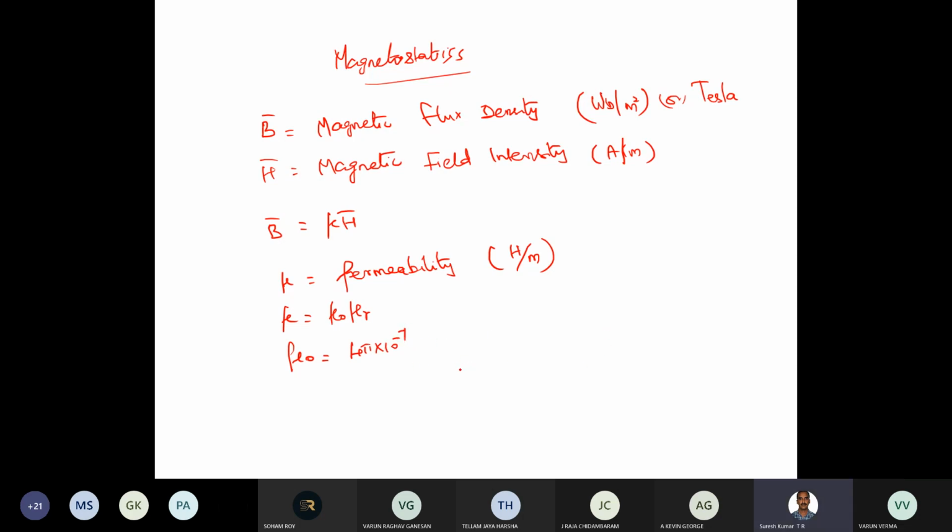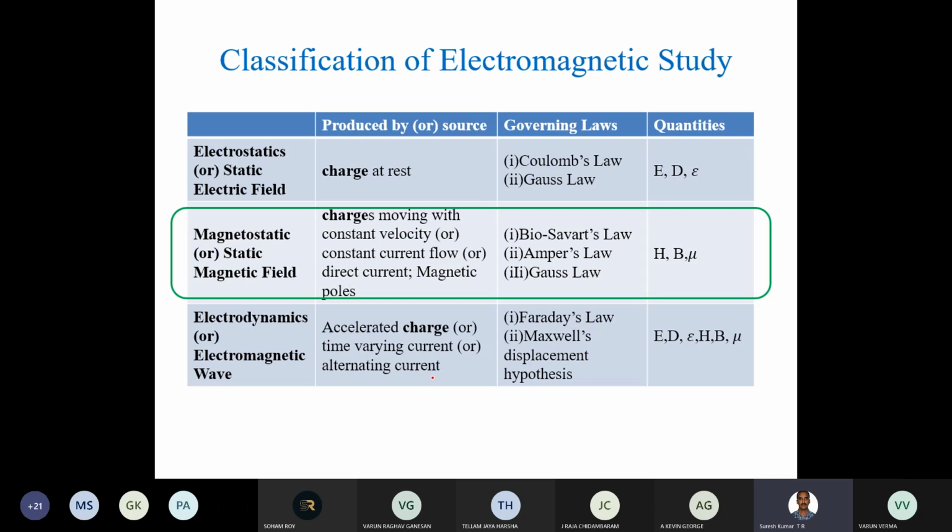Sorry, yeah, it's 4 pi into 10. Can anyone recall this? I don't know whether I'm writing it correctly or not. 4 pi 10 power minus 7, right? What is the value? I hope this is correct. If it is wrong, we can update it later.